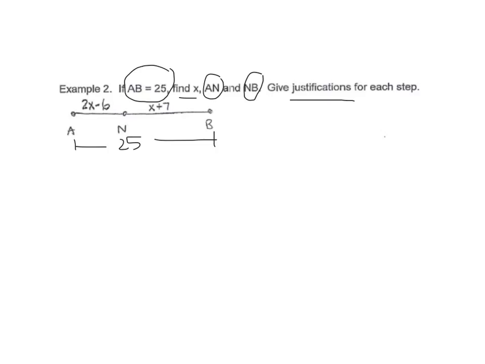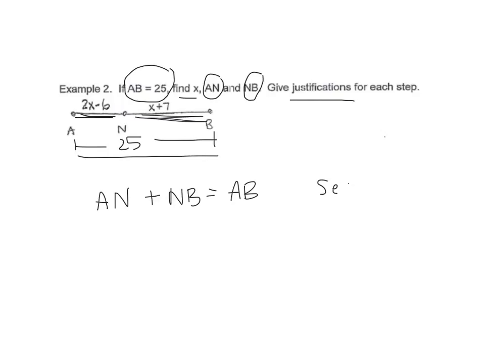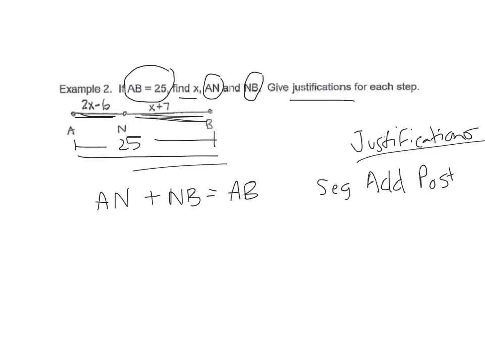Justifications are like what we did in algebra. I'm trying to solve for X here. I know that this segment plus this segment equals the entire thing. So AN, the distance, plus NB, the distance, equals AB, the distance. That's by the segment addition postulate, which we just did on the previous page. These are my justifications on the right-hand side, and this is my work on the left-hand side.